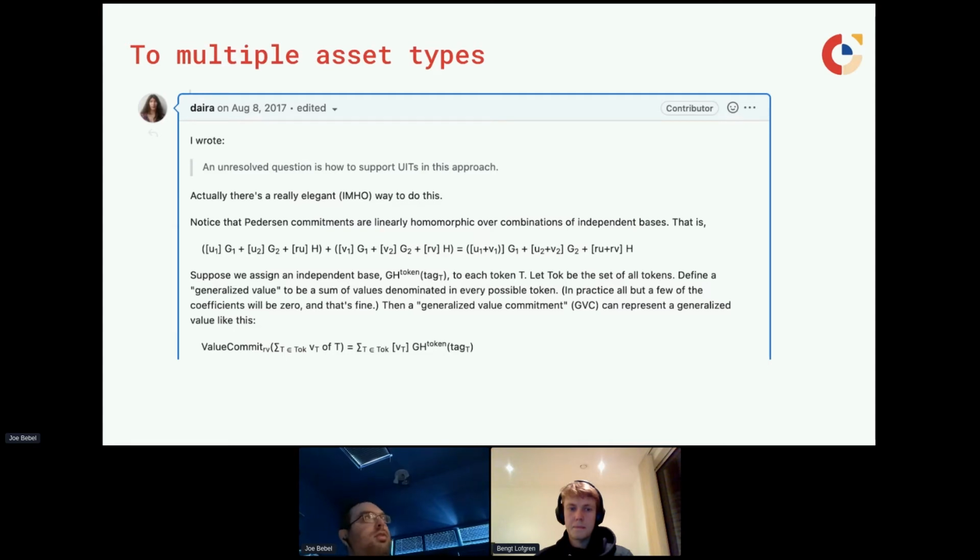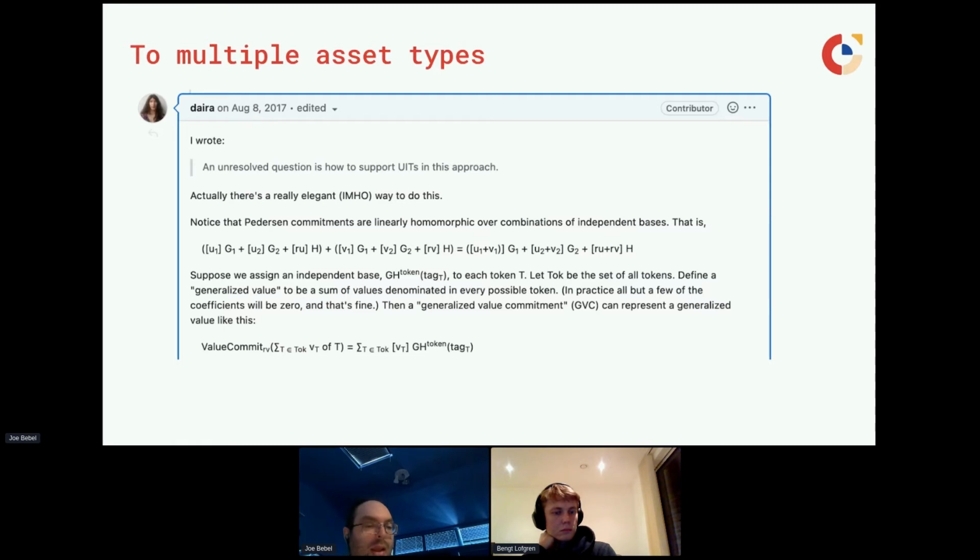And of course, there's several different ways that you could do this. But if we're starting from the Sapling design, which is very good, and we don't want to change it too much, the most elegant way of doing this is by realizing that you can use these homomorphic value commitments to not just sum over a single asset type, but instead over many asset types at the same time.